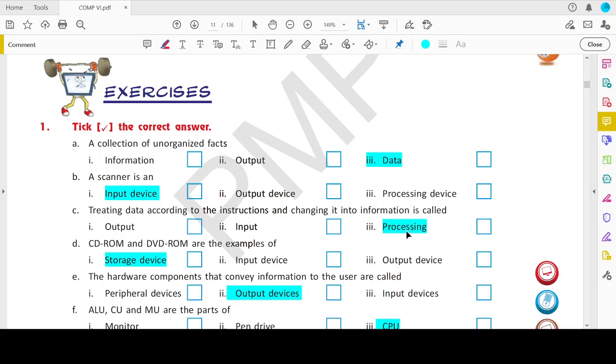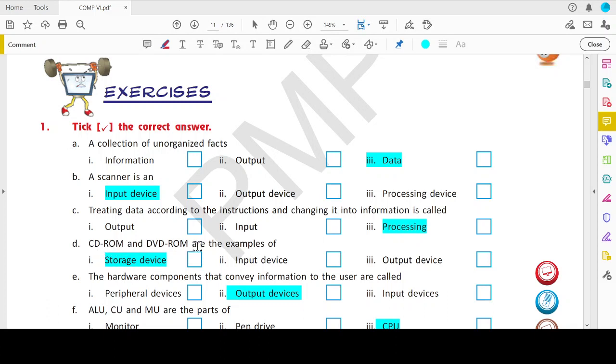How do we treat data? We treat data by the processor of the computer. The instructions we have given will be executed by the processor of the computer. So treating data according to instructions and changing it into information is called processing.